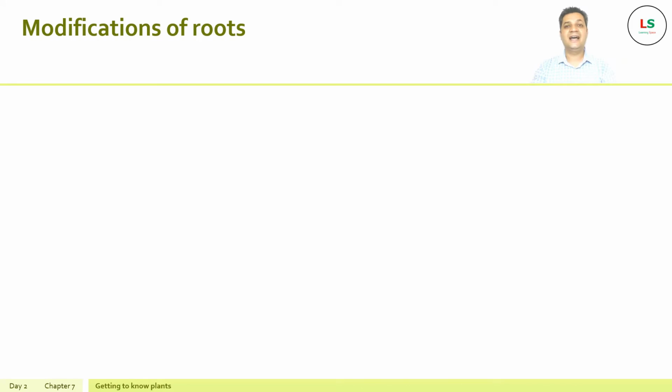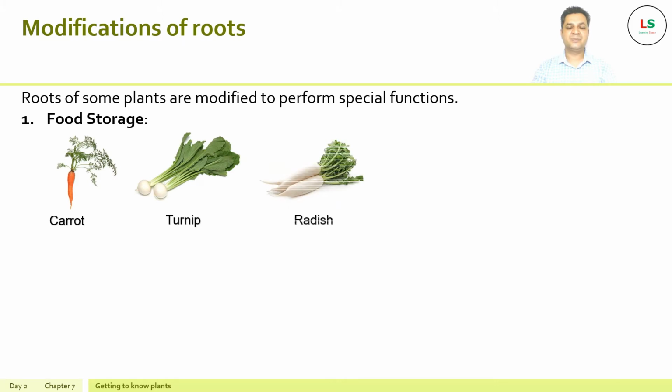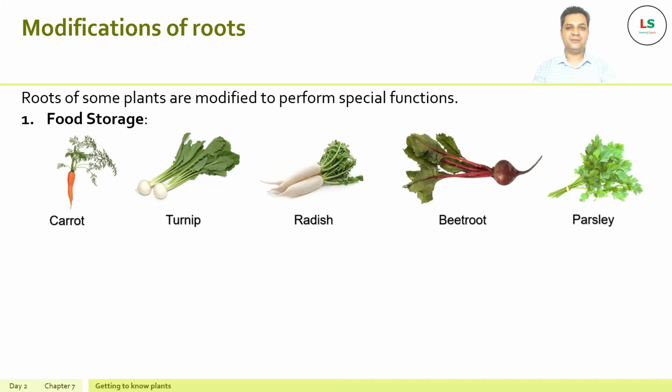Modifications of roots. Apart from the intake of water and minerals from the soil, roots of some plants are modified to perform special functions. These special functions are two in number. The first one is wherein the roots are modified for food storage. So we have examples like carrot, turnip, radish, beetroot and parsley.